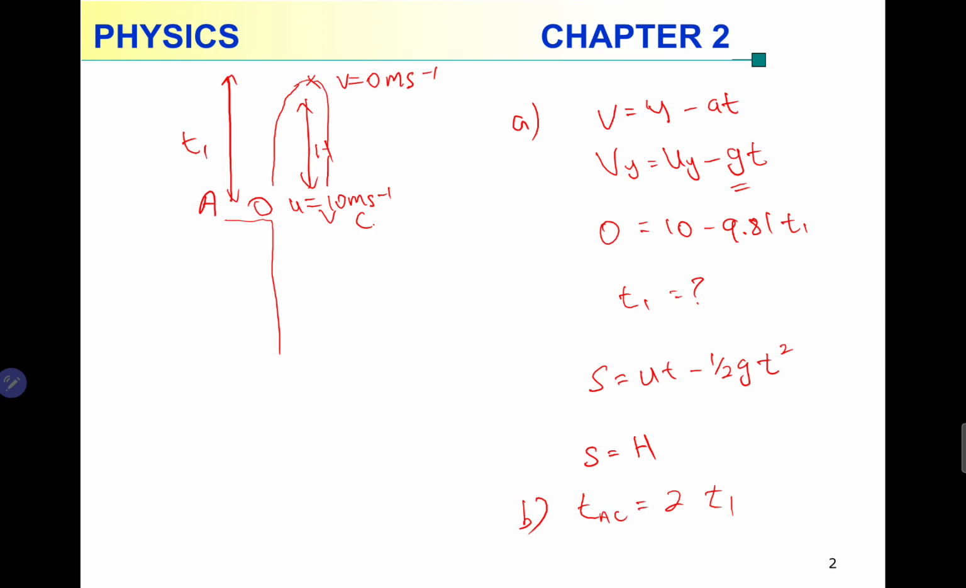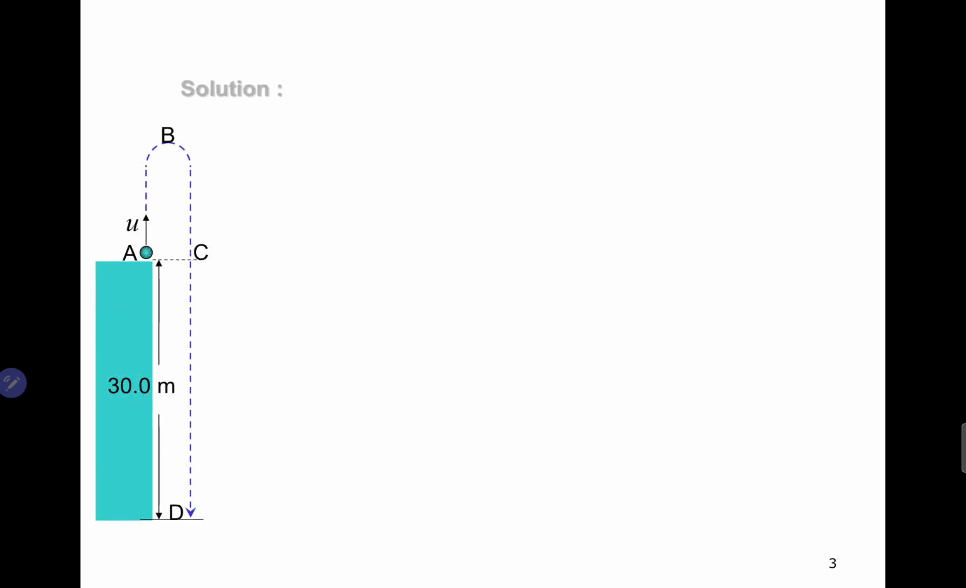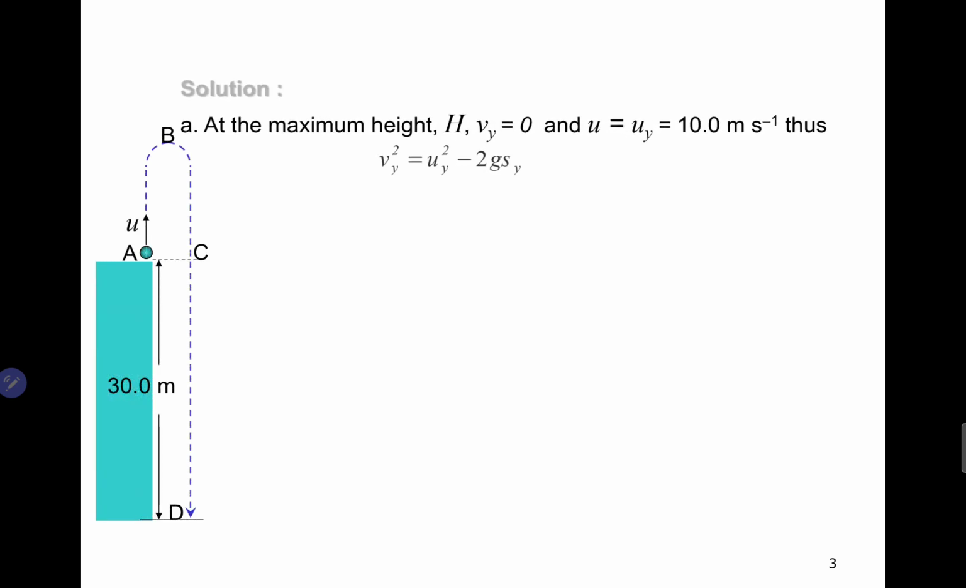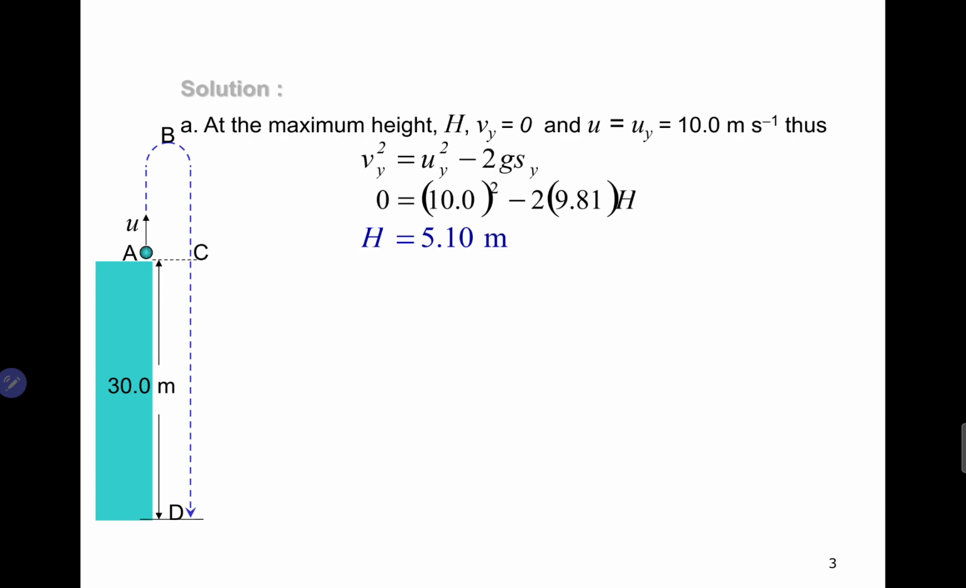Or let us look into this solution. You can straight away apply the equation V square equals U square minus 2GS. Since V, U and G we all have, straight away apply. We will end up with the maximum height of 5.10. I prefer for you to try both methods and then compare the answers. You should end up with the same final answer.